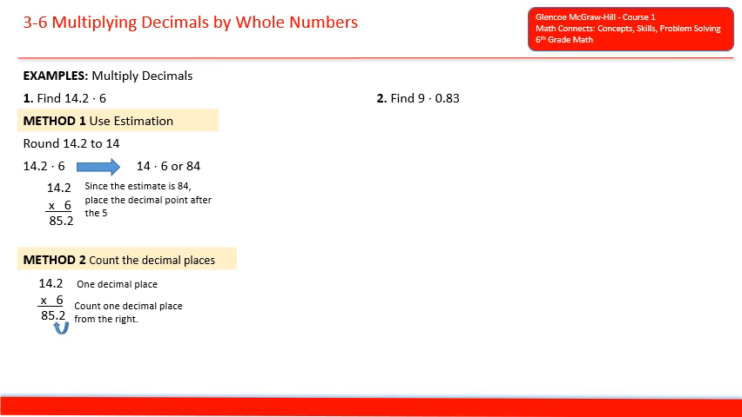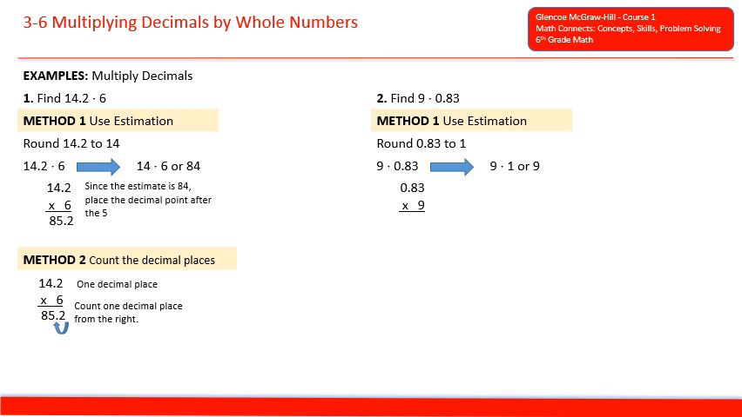Number 2, find 9 times 0.83. If we use estimation, we round 0.83 to 1, and 0.83 is also 83 hundredths. 9 times 83 hundredths equals 9 times 1, or 9. If we multiply 9 times 83 hundredths, we get 7.47.